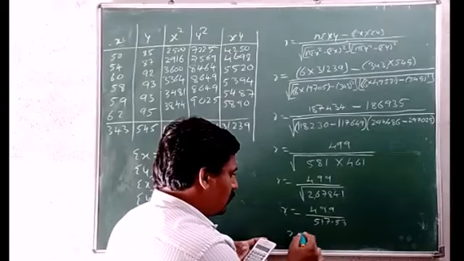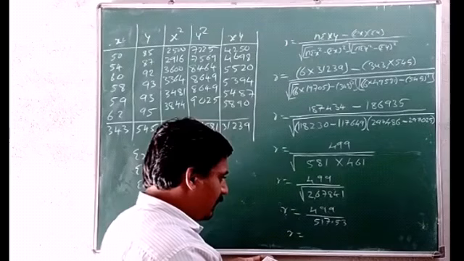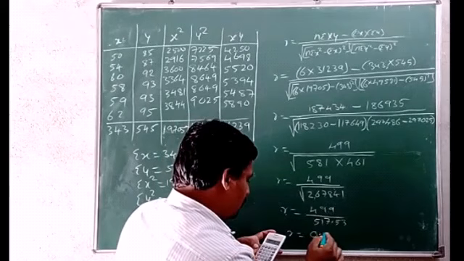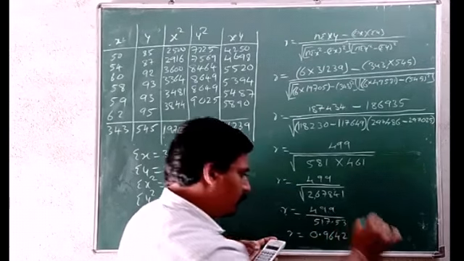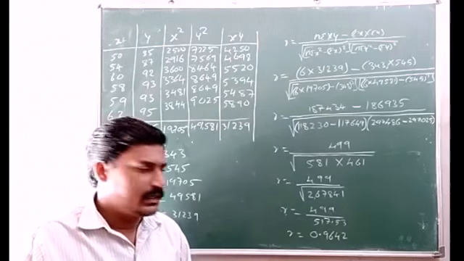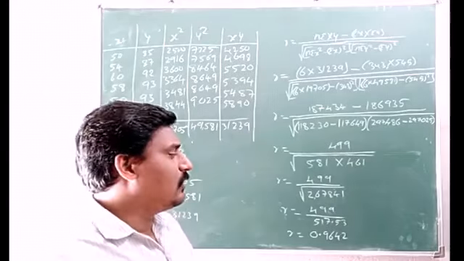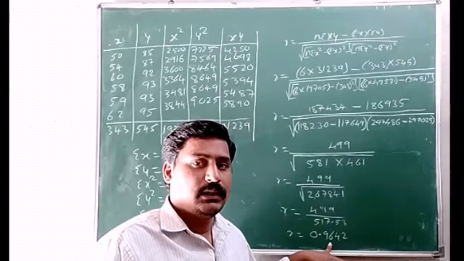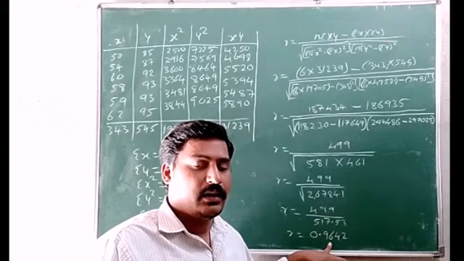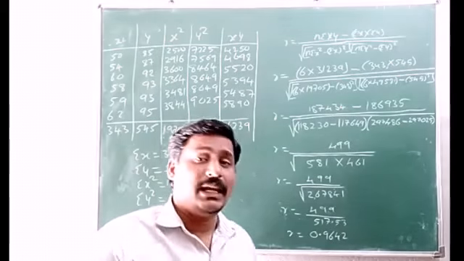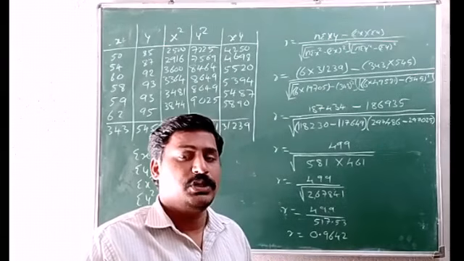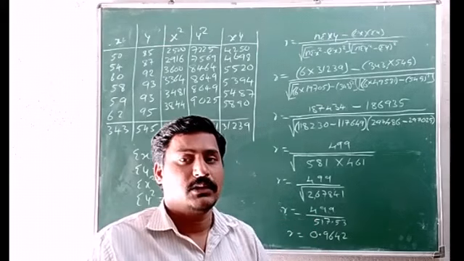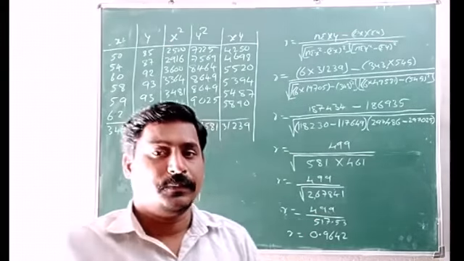Now R is equal to 499 divided by 517.53, that is 0.9642. So we got a positive answer here, and answer is above 0.5 or above 0.8. So here there exists a high degree positive correlation between marks of stat and marks of accountancy subject. So write a comment here.